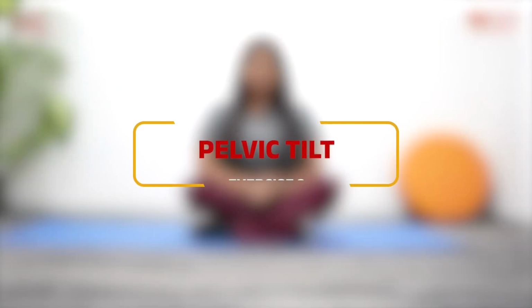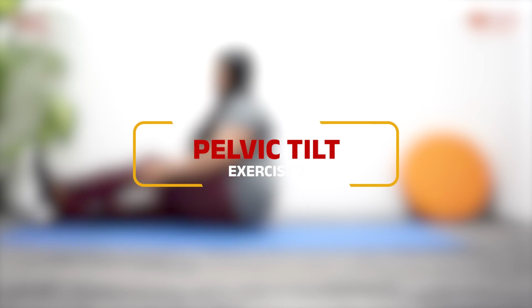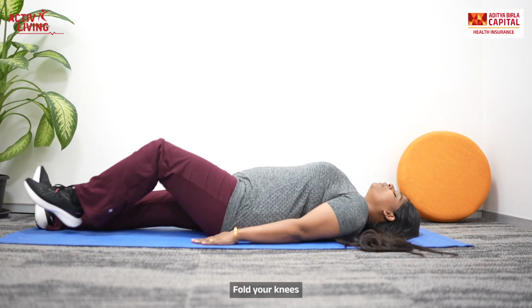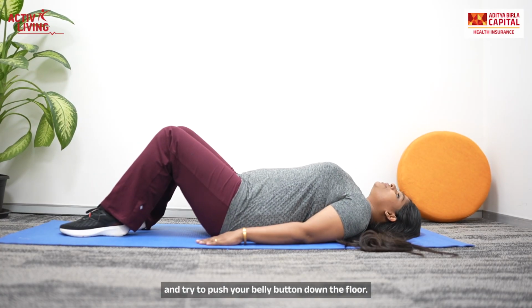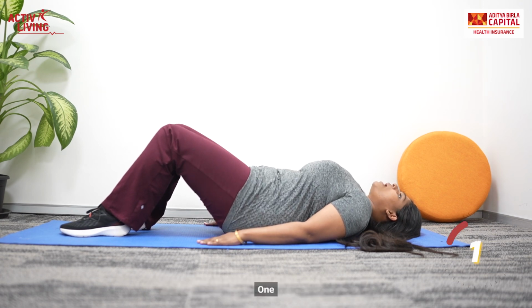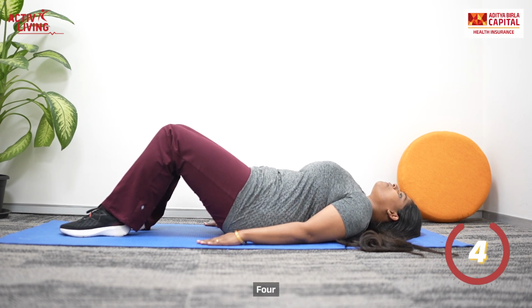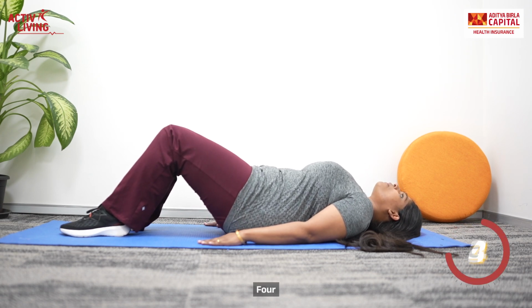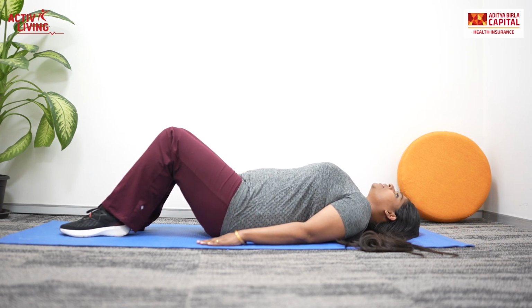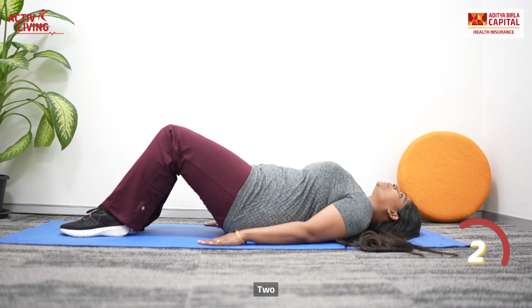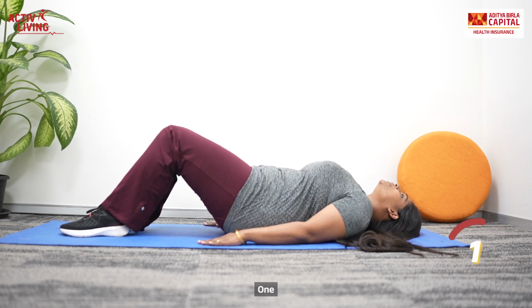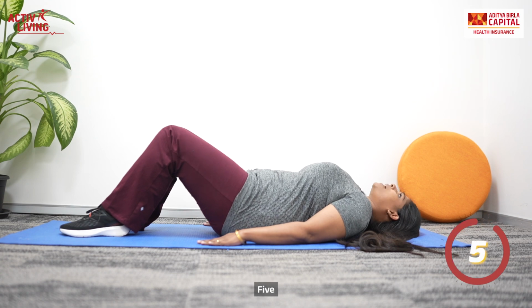Pelvic tilt exercises. Lie down on your back. Fold your knees and try to push your belly button down to the floor. 1, 2, 3, 4, 5.